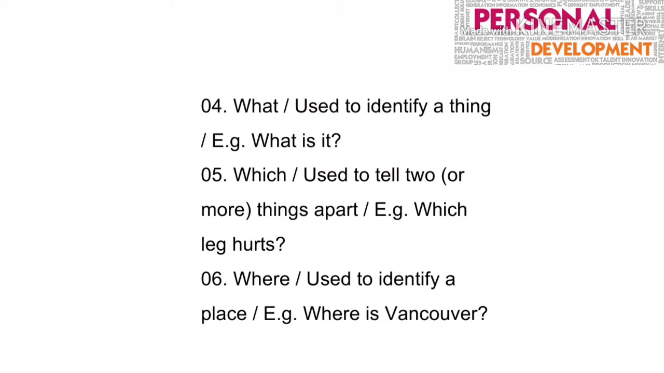Serial number 4. What, used to identify a thing. For example, what is it? Serial number 5. Which, used to tell two or more things apart. For example, which leg hurts? Serial number 6. Where, used to identify a place. For example, where is Vancouver?